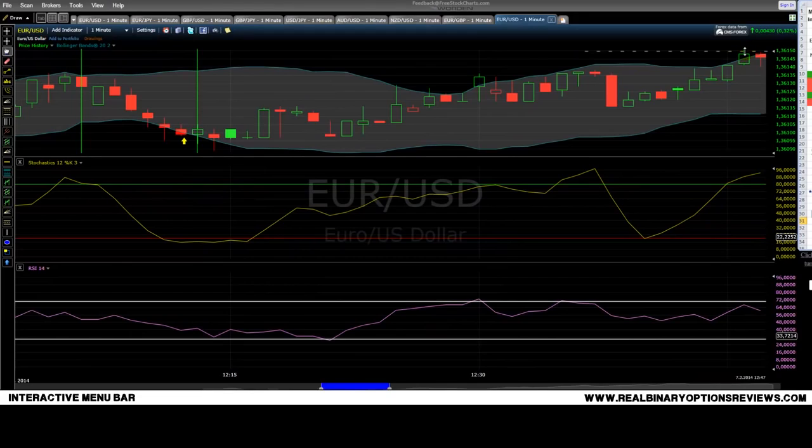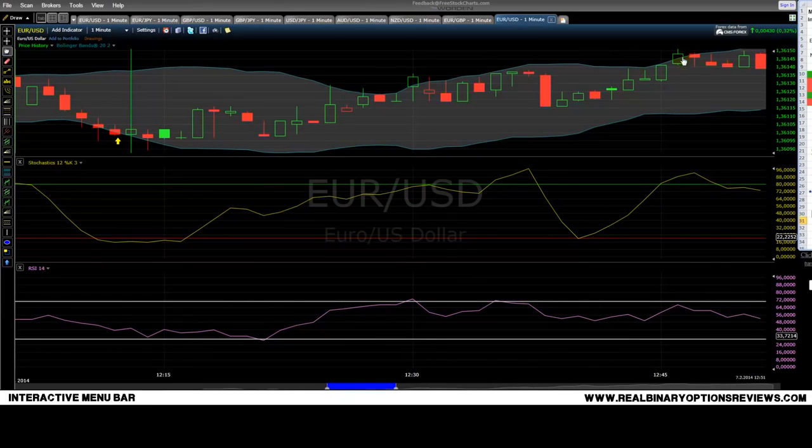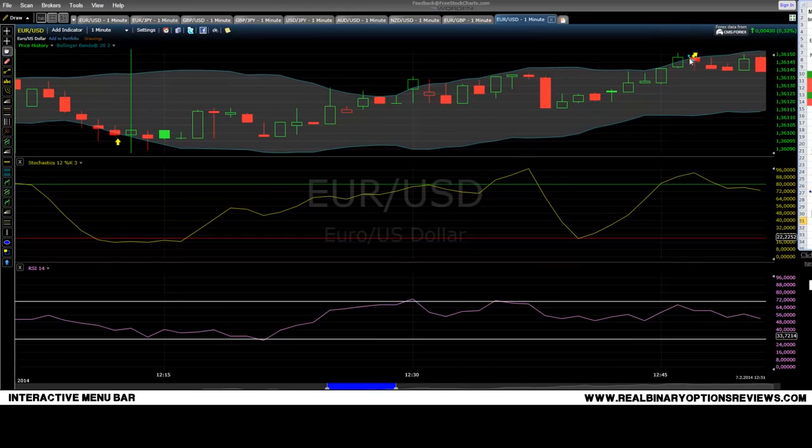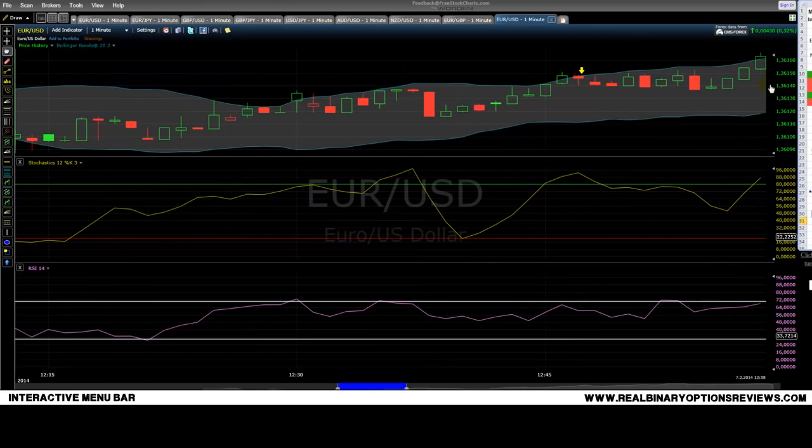So the next position is, of course, here. I'm trading down with 5-minute expiry on the closure of this green candle. So I'm going to mark this again, so you'll be able to see I'm trading down with 5-minute expiry. It's 1, 2, 3, 4, 5. The price closed here, so this is another winning trade.